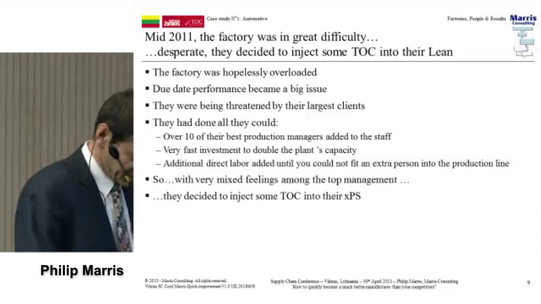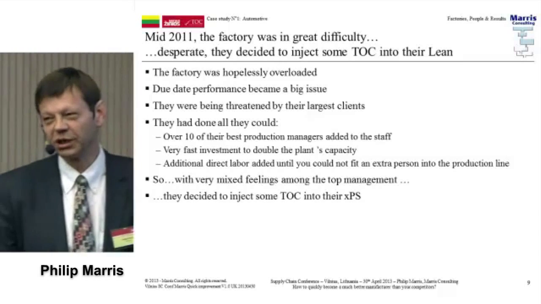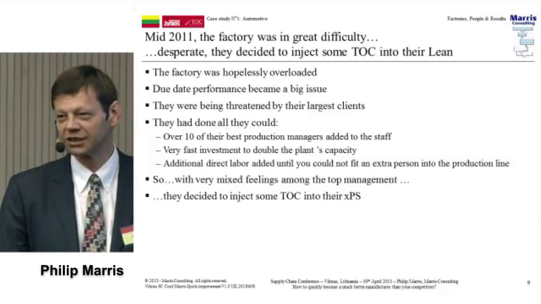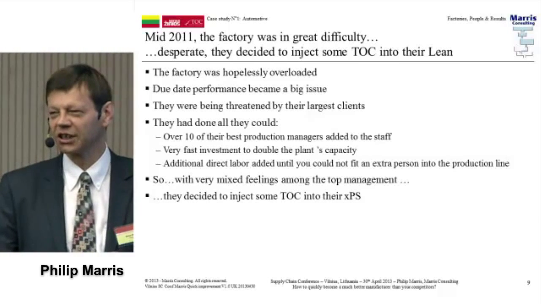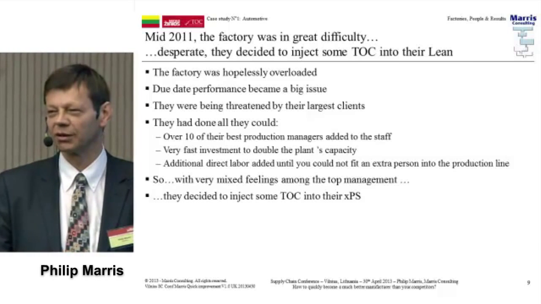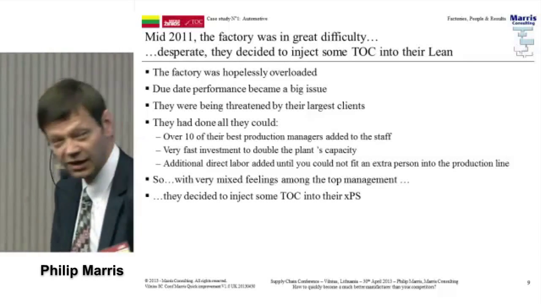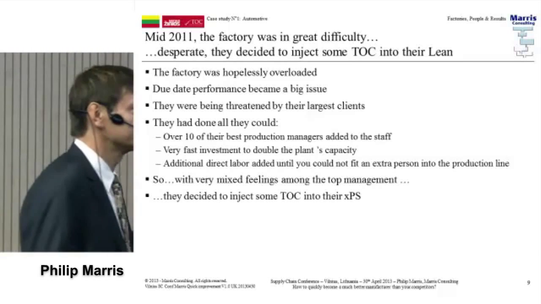Okay, so this very lean, very proud to be lean organization, about to lose General Motors as a client, said, okay, let's try these strange ideas with the theory of constraints. We don't have any other ideas. What have we got to lose? We went in and had a look.